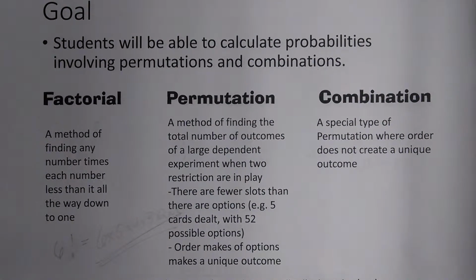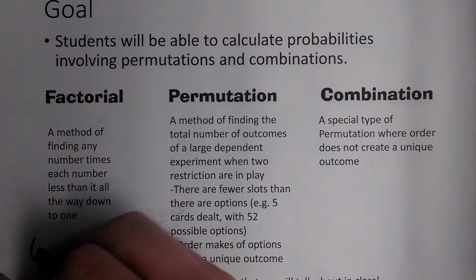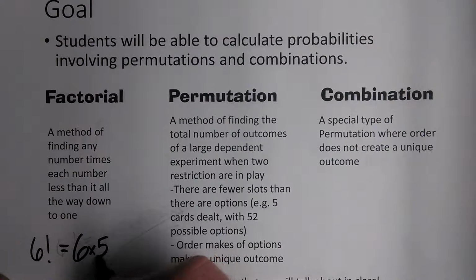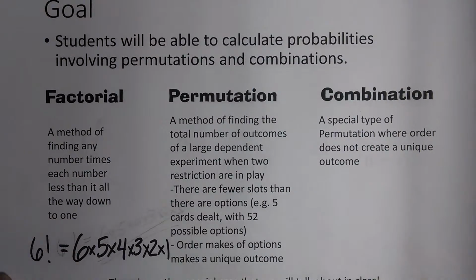A factorial is a method of finding any number times each number less than it, all the way down to 1. So if I were to take a factorial of 6, I would write it like this. 6 factorial equals 6 times 5 times 4 times 3 times 2 and then times 1.